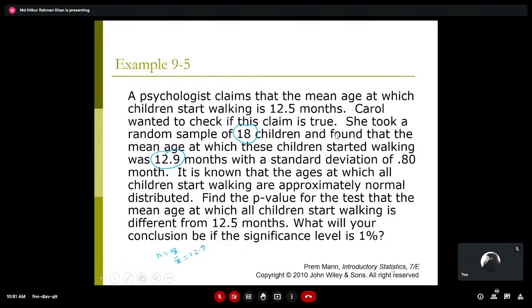You can see again here, she took a random sample of 18 children and found that the mean age at which the children started walking was 12.9 months with a standard deviation of 0.80. Where is the standard deviation coming from? It does not mention population standard deviation. It's coming from the sample of 18. That's the sample, so S equal to 0.80. It is known that the ages at which all children start walking are approximately normally distributed. So the population distribution is normal.